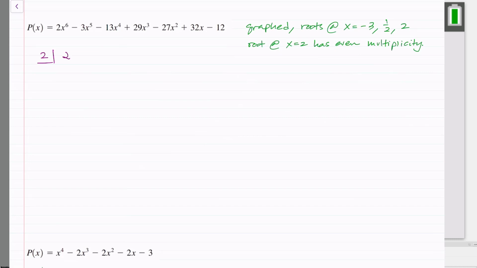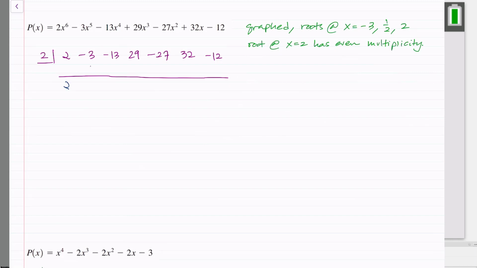I have 2x to the 6th, negative 3x to the 5th, negative 13x to the 4th, 29x cubed, negative 27x squared, positive 32, and negative 12. Let's go with that. Bring down the first value.